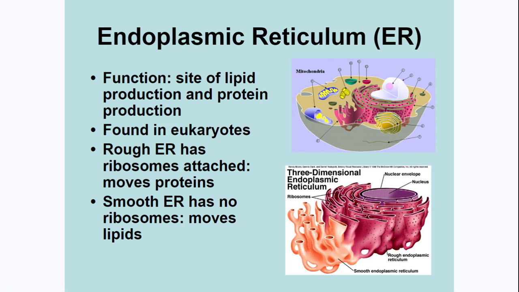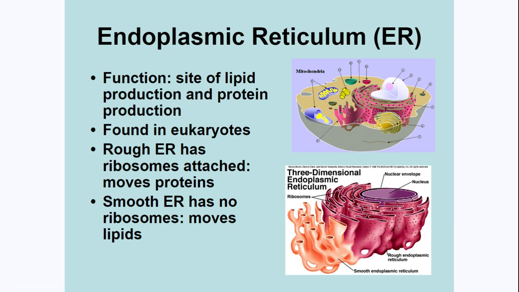Now, you do have two types, so you do need to make sure you write those two types down somewhere. The first one is called the rough ER, and the second one is called the smooth ER. And these are found in eukaryotes only. Prokaryotes do not have these. And in the case of the rough ER, it gets its name because it looks bumpy, because the rough ER has ribosomes attached to it. The rough ER is sometimes called the ribosome ER. So if the ribosomes are making proteins, the job of the rough ER is to move those proteins around.